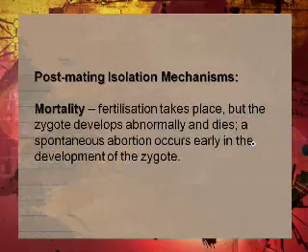Another post-mating isolation mechanism is mortality, and you'll remember that word mortality from our work on population studies. Mortality means death. So, fertilization may take place, but the zygote that is formed develops abnormally and dies. Usually a spontaneous abortion occurs early in the development of the zygote.